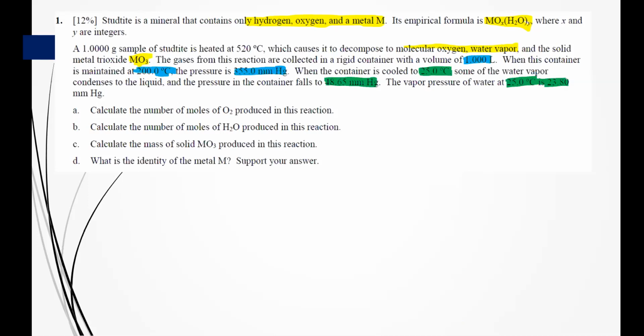So we're going to take the first part. We're just going to break down our formula so that way we can have kind of like our chemical reaction there. I always find it easier for me to imagine what's going on when I have my chemical reaction right now. So I'm going to take MOx H2Oy. I'm going to turn that into O2 gas plus H2O gas and MO3 as a solid.